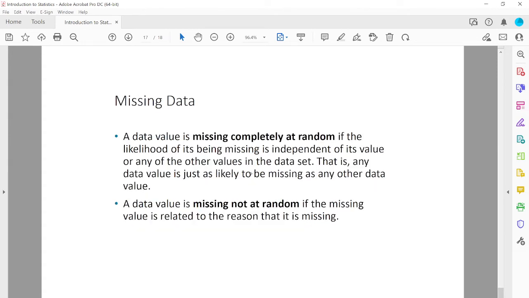Sometimes when we analyze data, we also have to make sure whether data is missing or not missing. Sometimes data is missing randomly, and sometimes it's not so random. If it's missing randomly, that means missing of any data is equally possible. That's called randomly missing data. And if missing of any data is not equally possible, then that's called not random missing data.